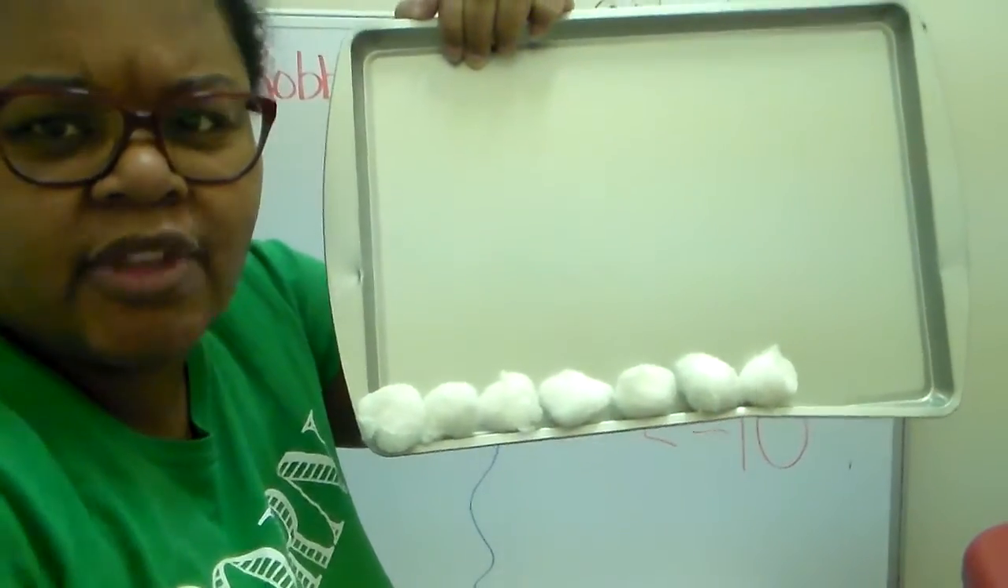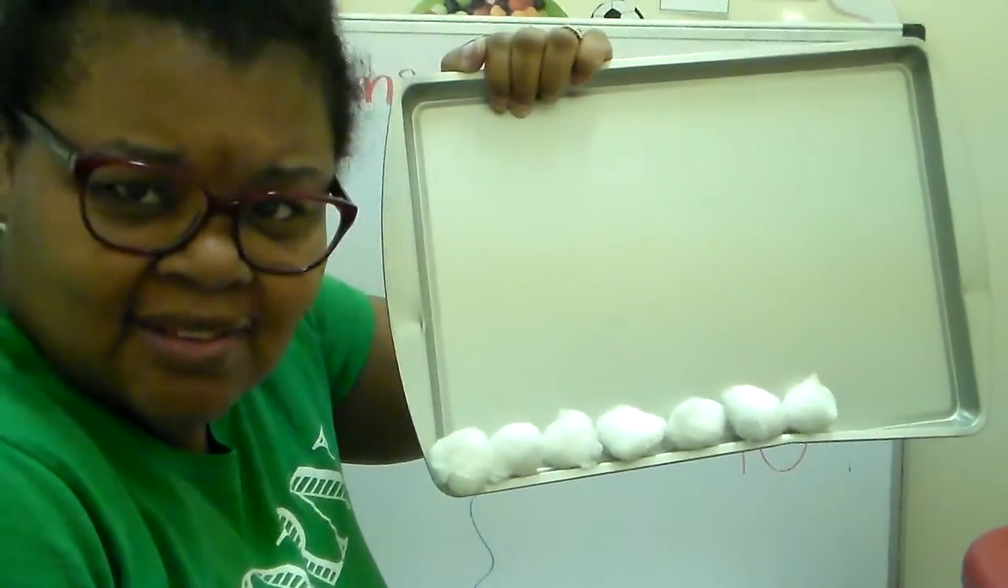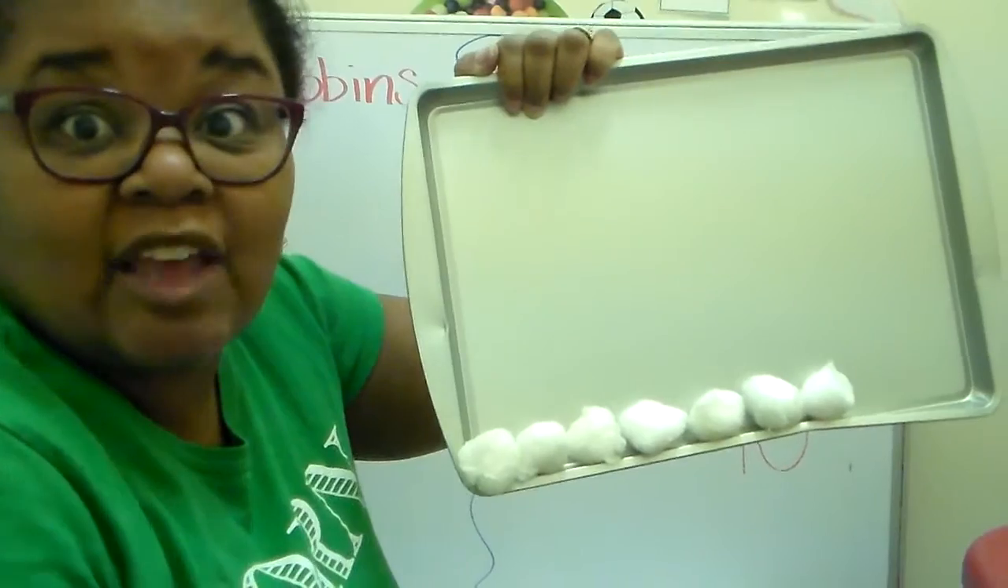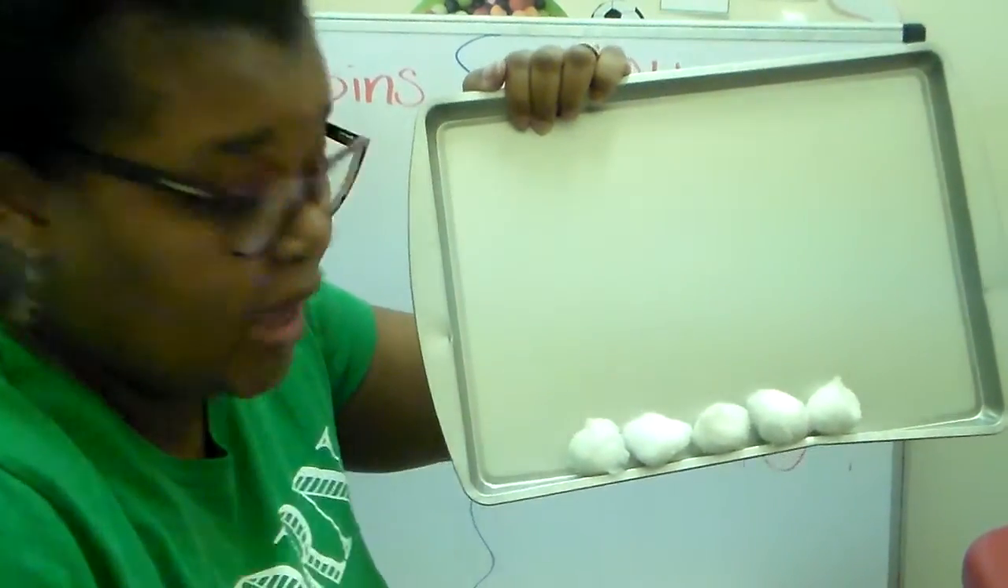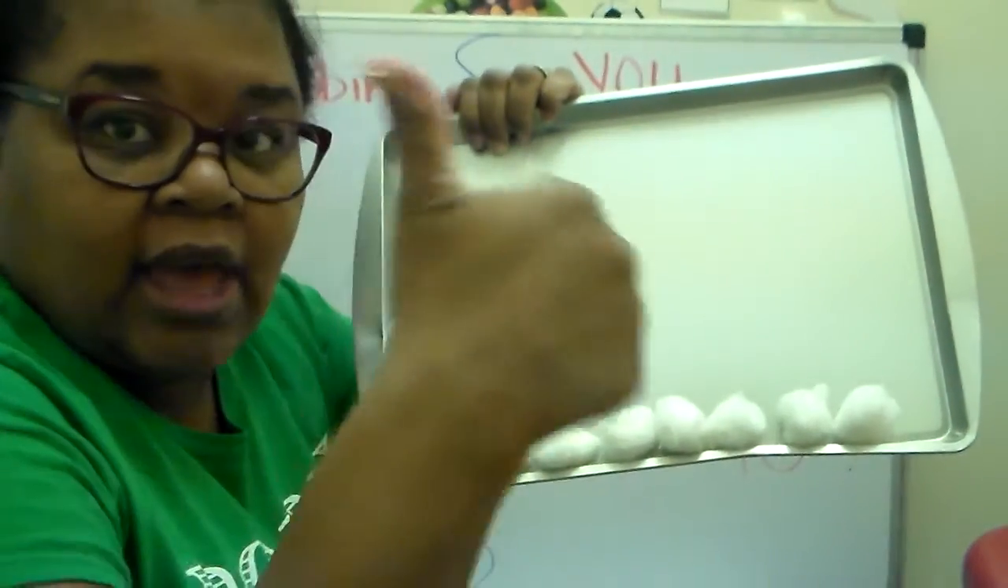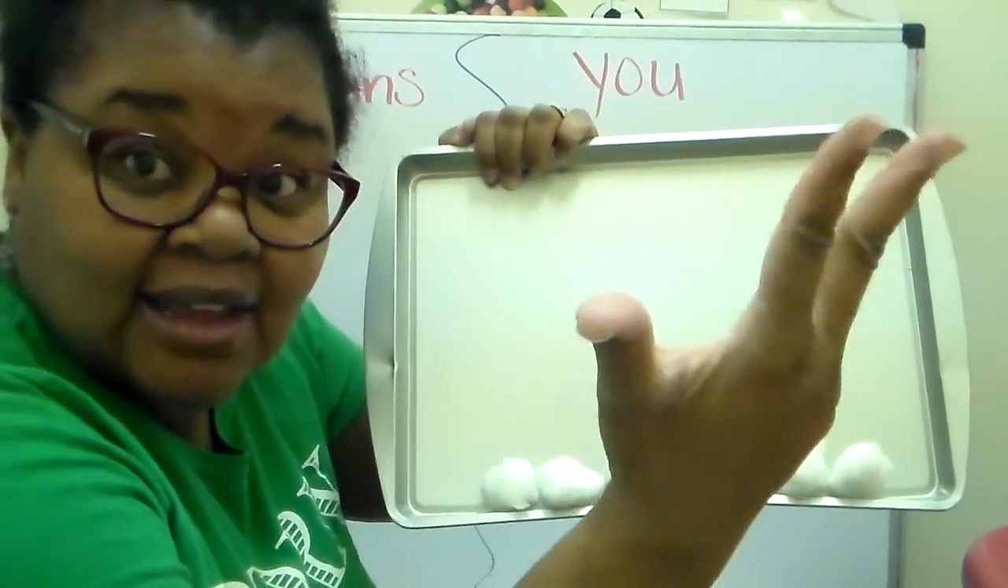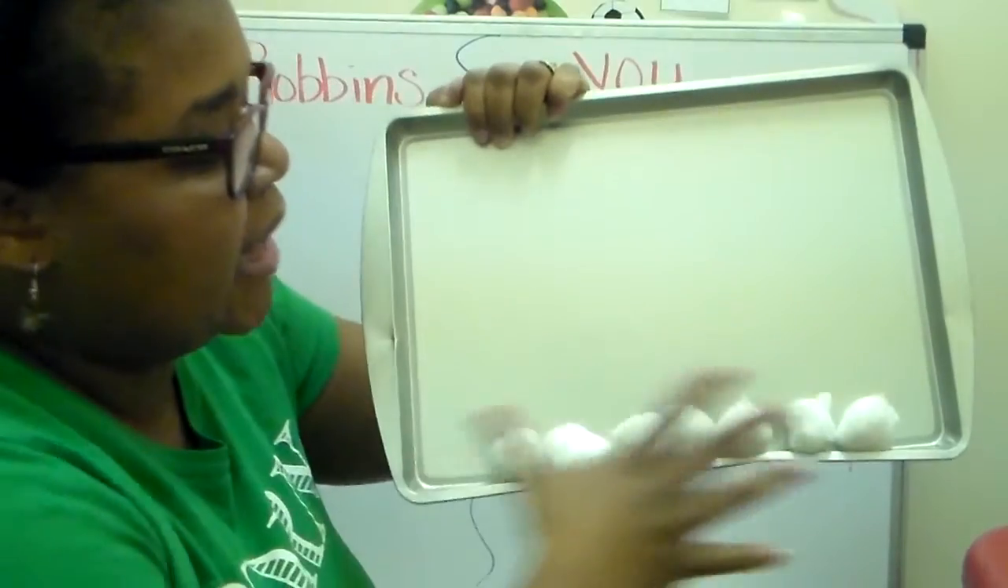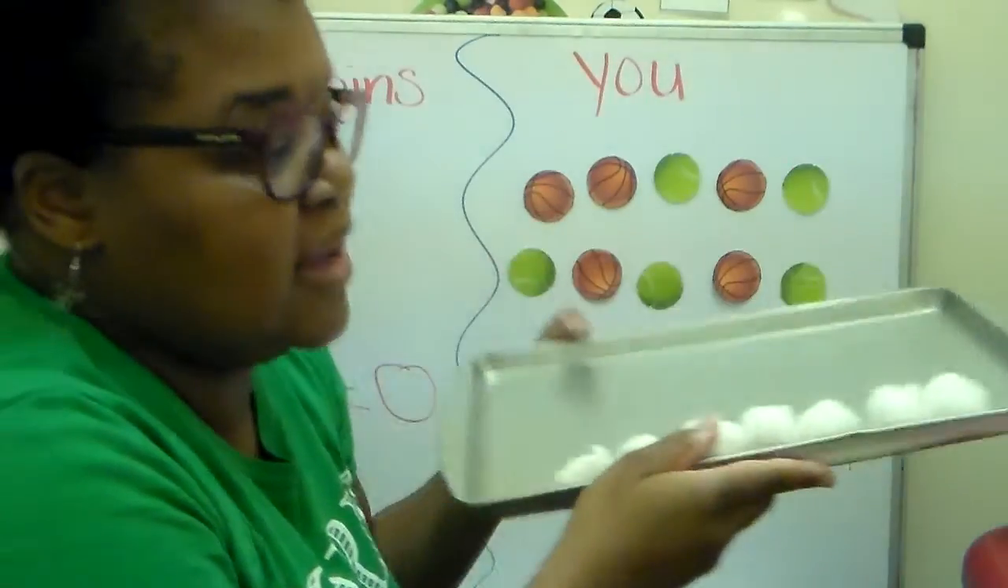So is 7 more than 10 or less than 10? It is actually less than 10, yeah, because if we count up some more, we'll get to 10. We're at 7, and if we go 8, 9, 10, we need 3 more to make 10. So this is less than 10.